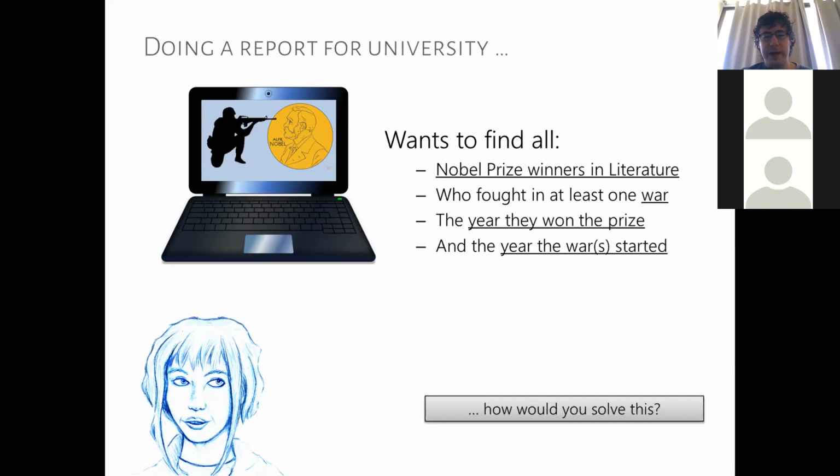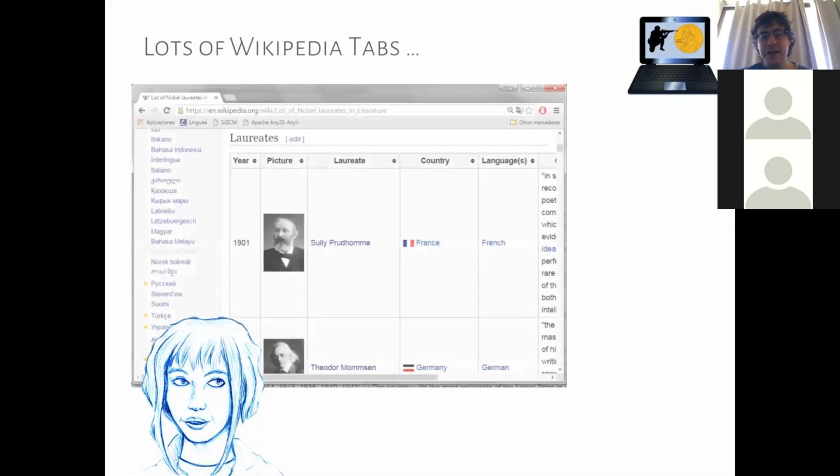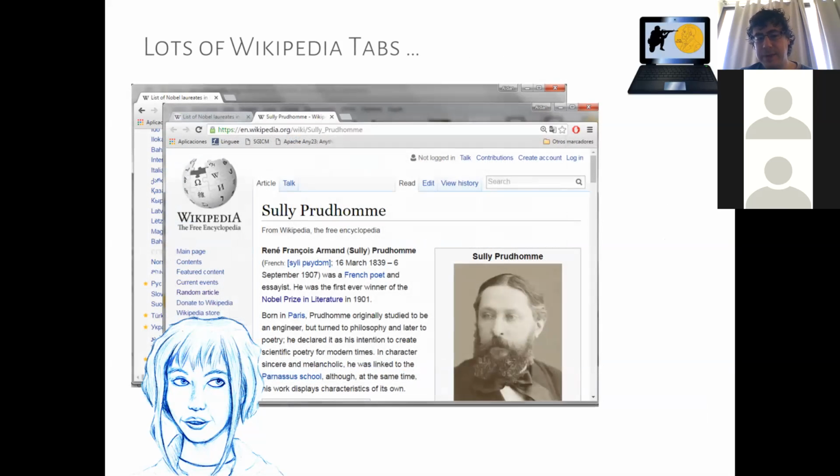Probably on the current web, what we'd have to do is use Wikipedia, essentially lots of Wikipedia tabs. So we would have to maybe start with a list of Nobel laureates in literature. Then we would have to go through the list, click on each one, and then within that document, we would have to search for some words like war, conflict, civil war, battle, and so forth. Navy, army, all these sorts of keywords to try to find somewhere in the document that speaks about some war he might have participated in.